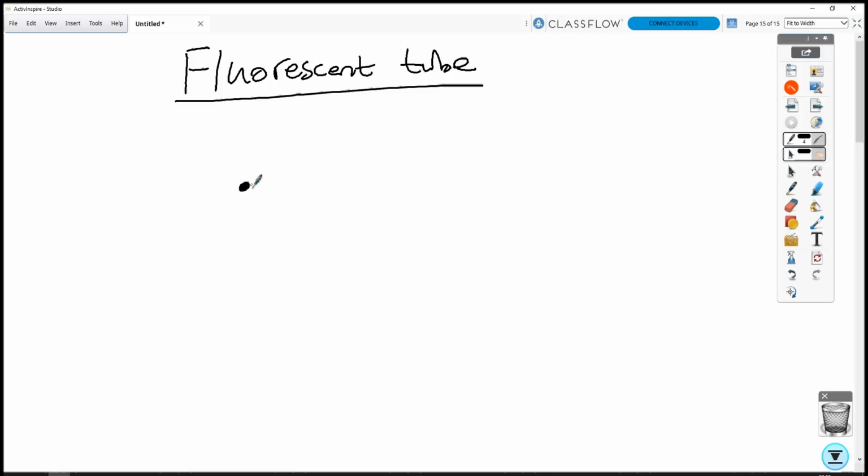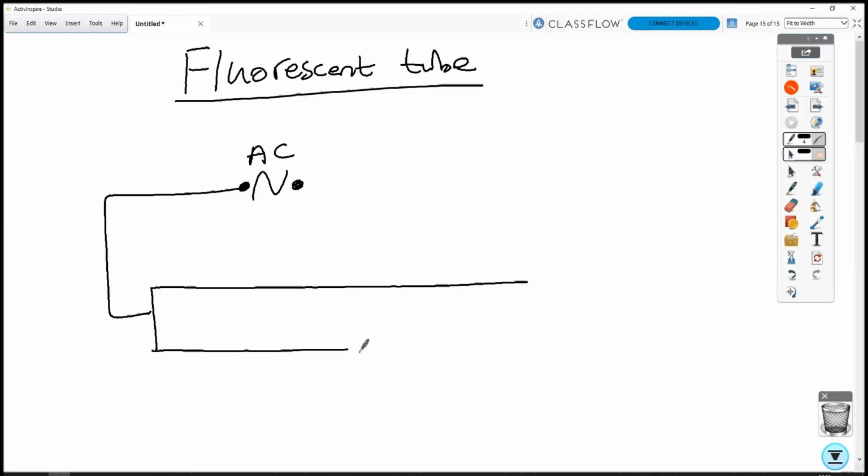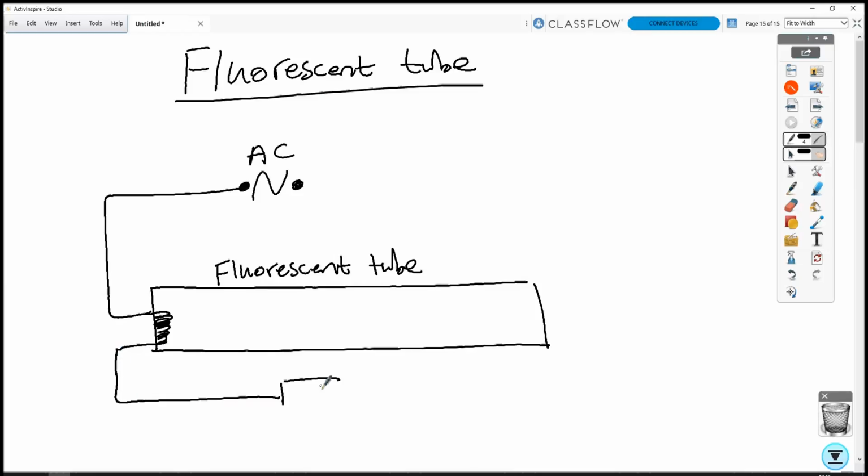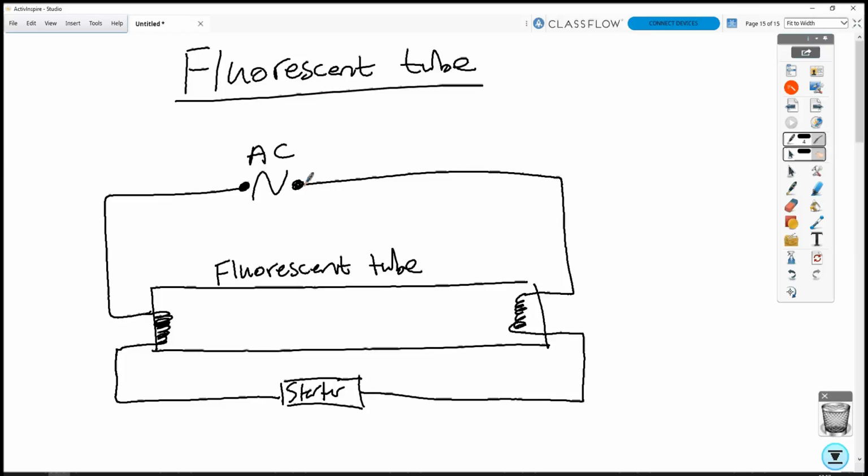So first let's construct a circuit. We have an alternating current supply. That then goes inside our fluorescent tube. So this is our fluorescent tube here. When it enters the fluorescent tube, it goes through a filament, which is basically just a coil of wire. Then it comes out and goes to a device called a starter. Then it goes to the other side, to another filament, then comes back out and back to the other side of your AC supply.